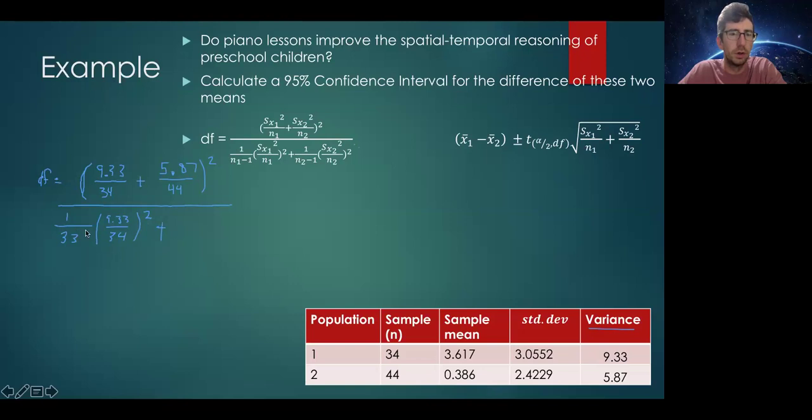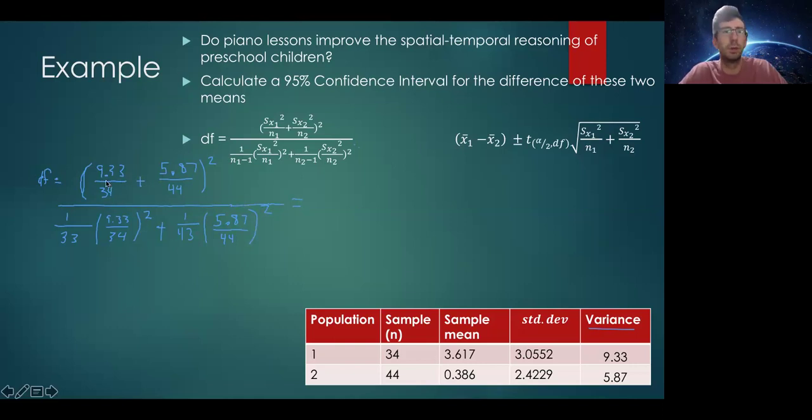And then we're going to take that product and add it to 1 over the second sample size minus 1, so that's 1 over 43. And we need to multiply that by our sample 2 variance over the second sample size, so 5.87 over 44. We need to square this, right? Okay, not too terrible once you plug it all in.